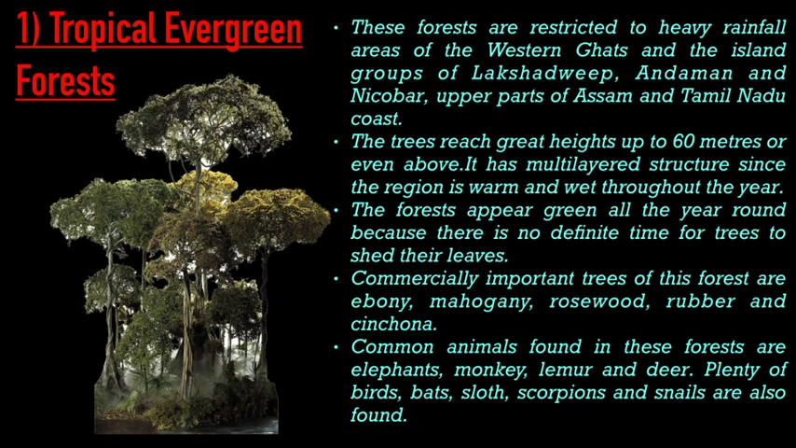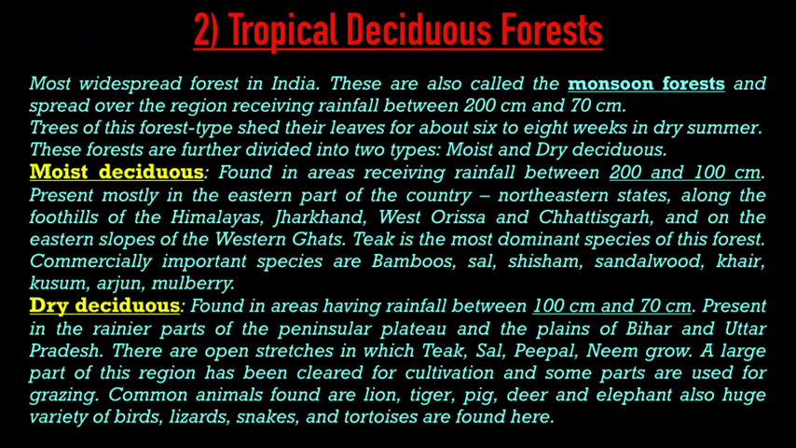The common animals found in this forest are elephants, monkey, lemur and deer. Plenty of birds, bats, sloths, scorpions and snails are also found in the tropical evergreen forest.